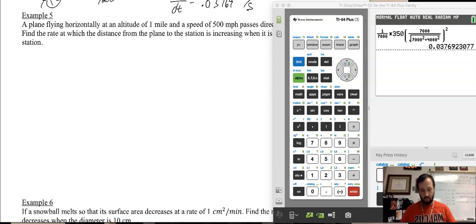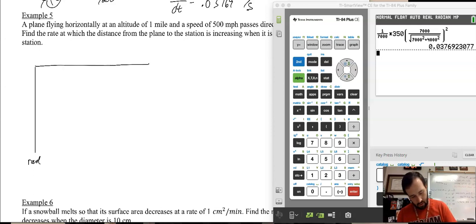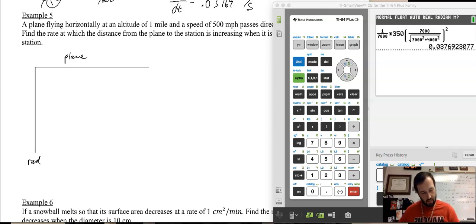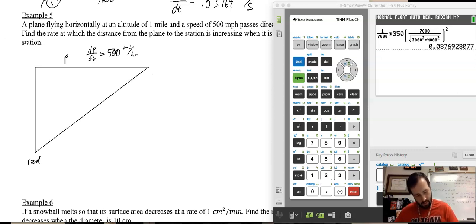Alrighty. A plane flying horizontally at an altitude of 1 mile and a speed of 500 passes directly over a radar station. Find the rate at which the distance from the plane to the station is increasing when it is 2 miles away from the station. So with this one, I have a radar and I have a plane going this direction. Right? And it's telling me that the speed is 500 miles per hour. So let's just call this side P. So dP dt equals 500 miles per hour.